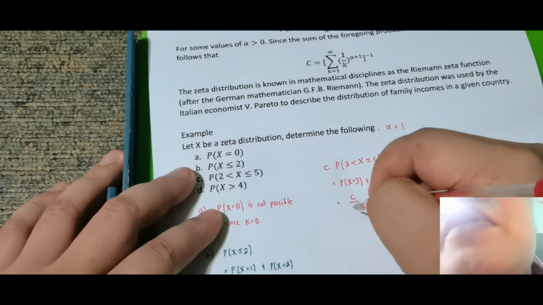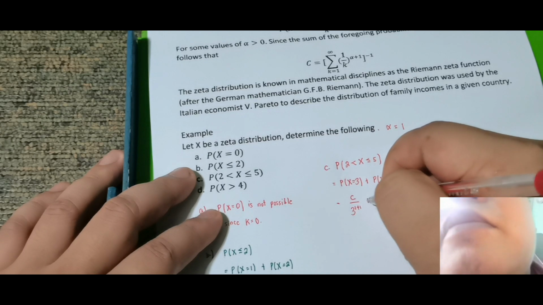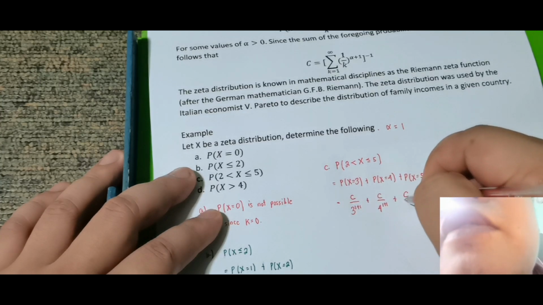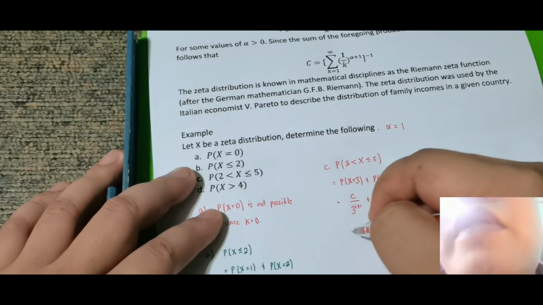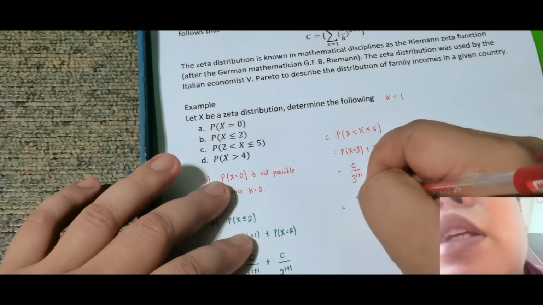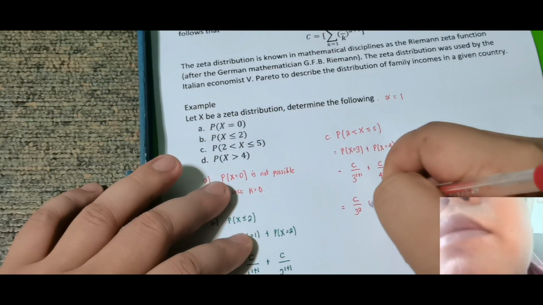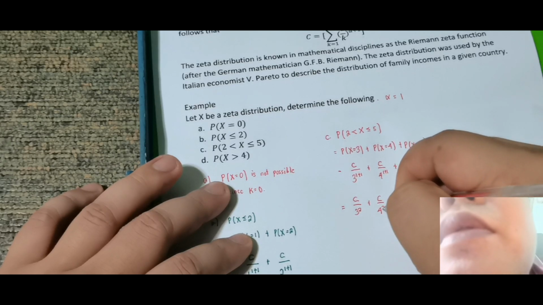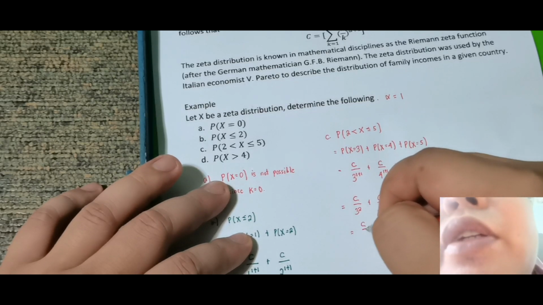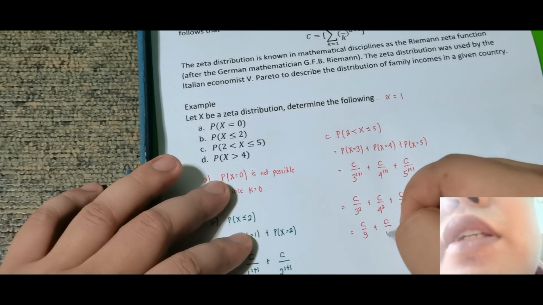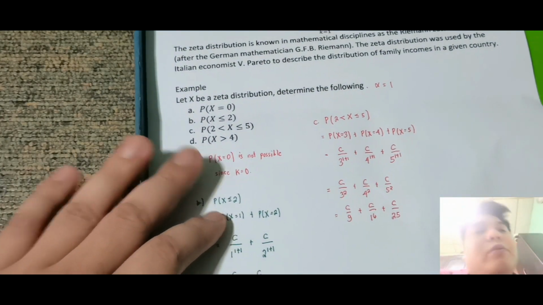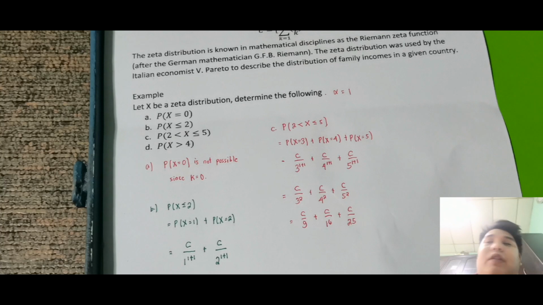This is just C over 3 raised to 1 plus 1 plus C over 4 raised to 1 plus 1 plus C over 5 raised to 1 plus 1. Okay, so medyo madali talaga to sa Zeta Distribution kasi ganyan talaga totally yung ginagawa. So this is just C over 3 squared, then plus C over 4 squared plus C over 5 squared. So this is just C over 9 plus C over 16 plus C over 25. So again, no need to simplify naman na. Pero syempre kung gusto mo simplify, kunin mo LCD.